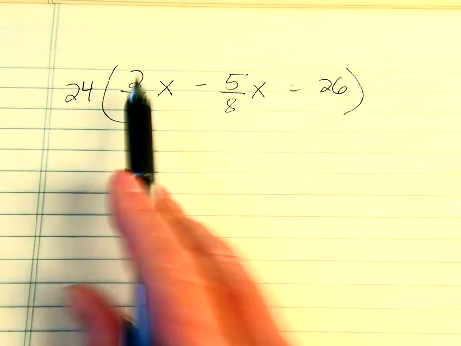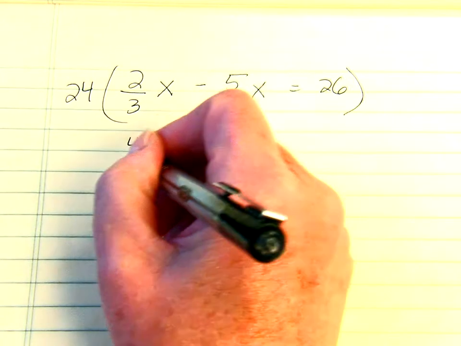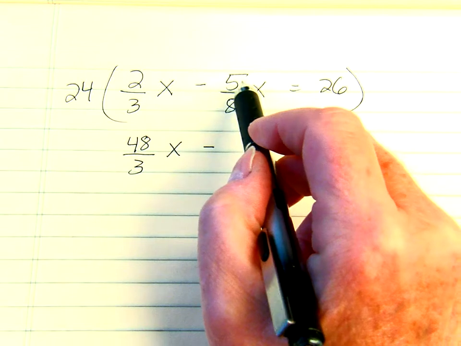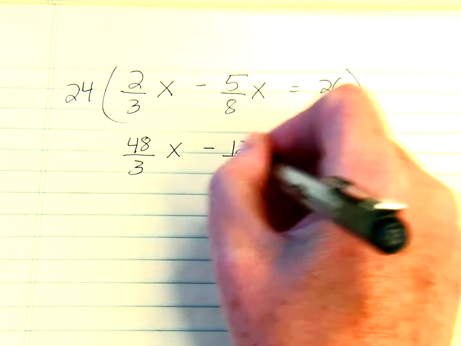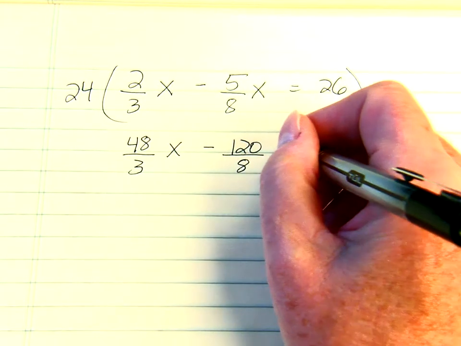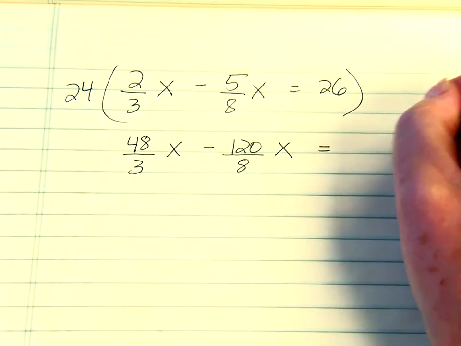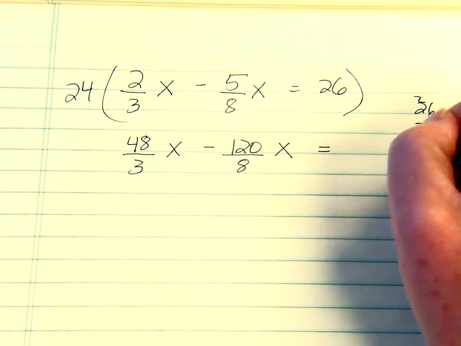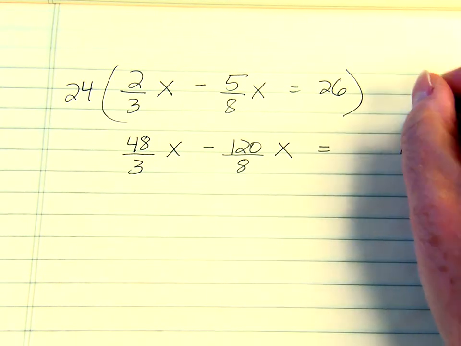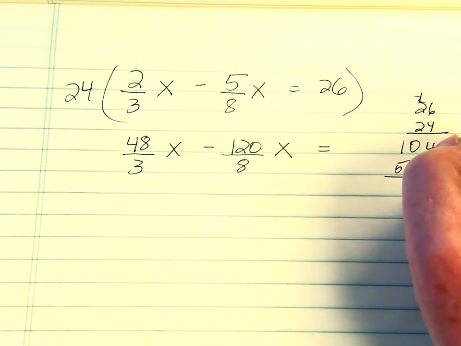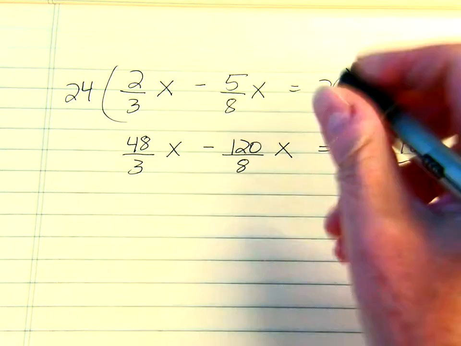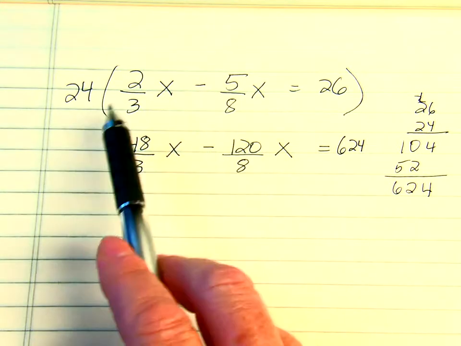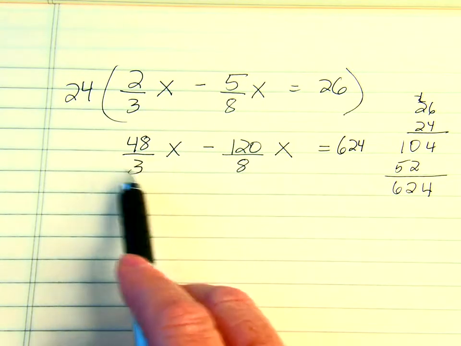So 24 times 2 is 48 divided by 3x, minus 24 times 5 is 120 over 8x, equals, and then 26 times 24. 2 times 6 is 12, 4, 5, that gives me 4, 2, and 6. So that's 624. Okay, 120.